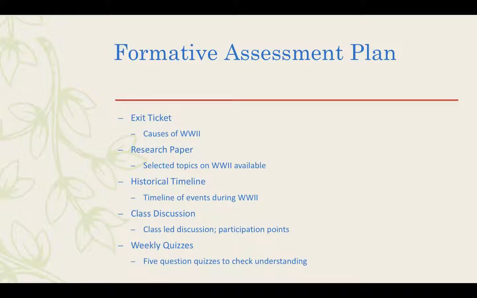My formative assessment plan would be exit tickets on the causes of World War II, a research paper on selected topics that I will have available at the time, a historical timeline where they have to create the timeline of events during World War II, class discussion where I would have the students lead and keep participation points, and weekly quizzes with 5 questions to help check understanding.